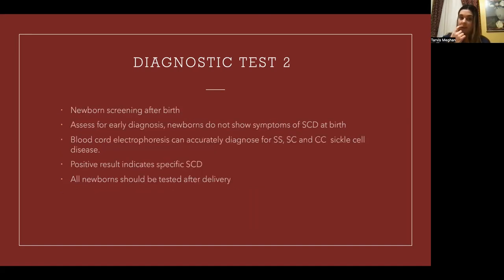And then the second diagnostic test is for all newborns screening after birth. So you want to assess for early diagnosis because newborns don't show symptoms at birth. So that's through the blood cord electrophoresis to accurately diagnose the following sickle cell diseases listed there. Positive result can indicate they have the disease or the trait, depending on what it shows. All newborns should be tested, like I said, after they were born.